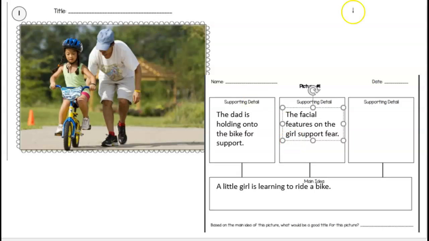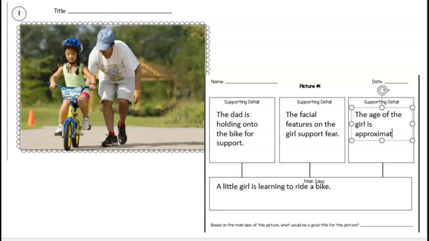And then I have to find my third one, which gets a little harder. So I've got dad is holding onto the bike, and the age of the girl. The girl is approximately 8 years old, and that is about the age when we learn to ride bikes. So that's what I have now, and I'm going to leave that there.